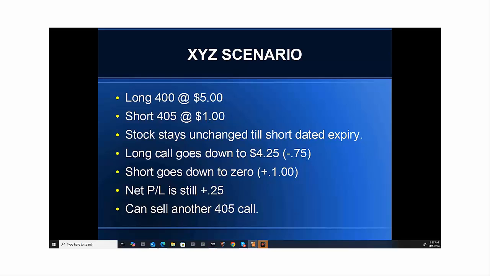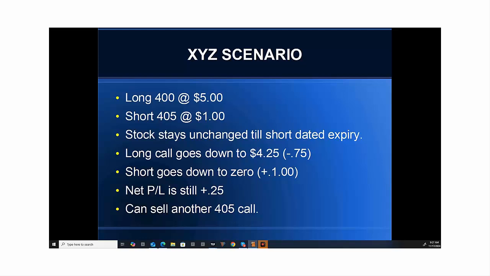Now I've changed the price here to 5 and $1 because I think the $8 was probably a little bit more than was reasonable here. So I've changed it to $5. Let's say the stock stays unchanged till expiry, where I'm long the 400 out in February and I'm short the 405 in December.